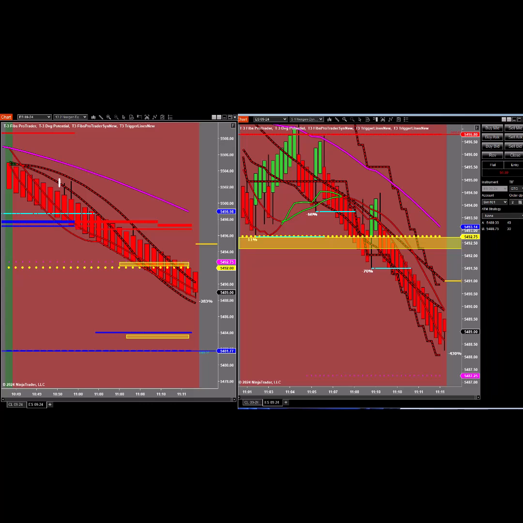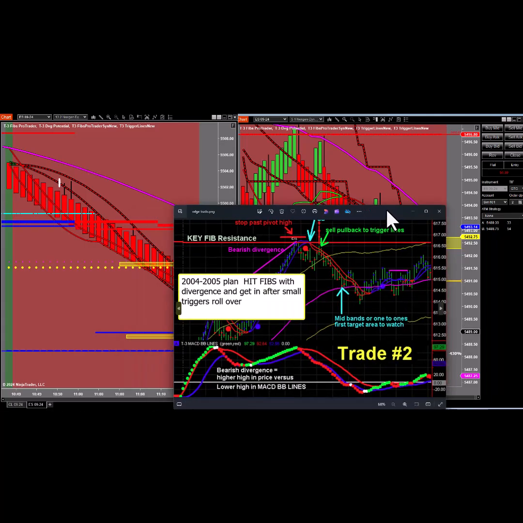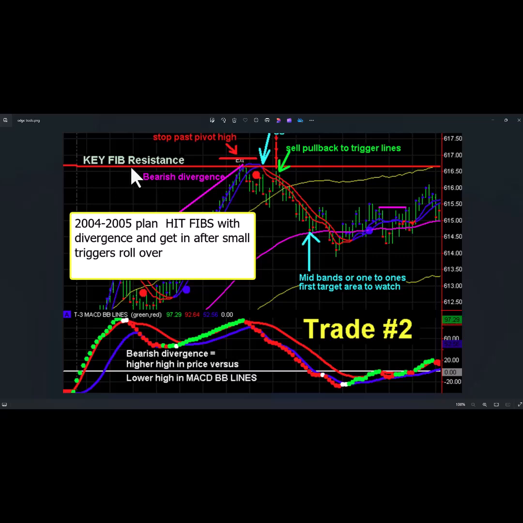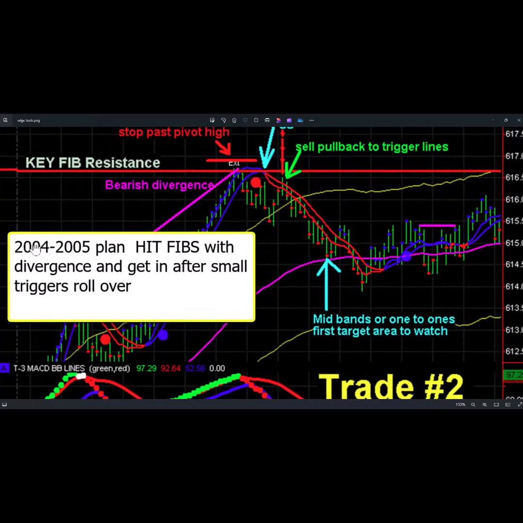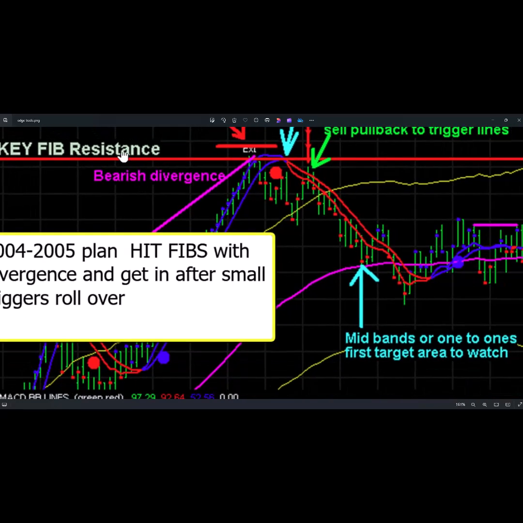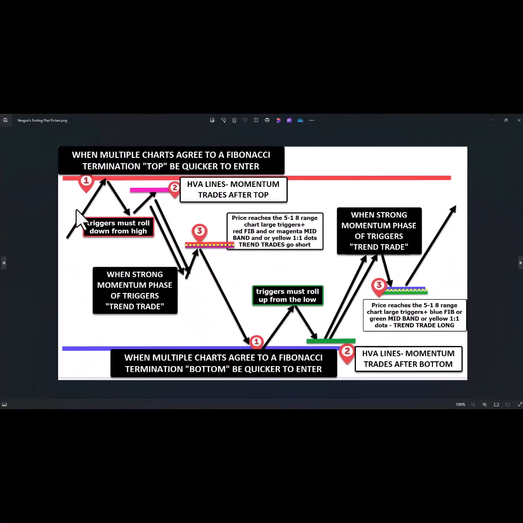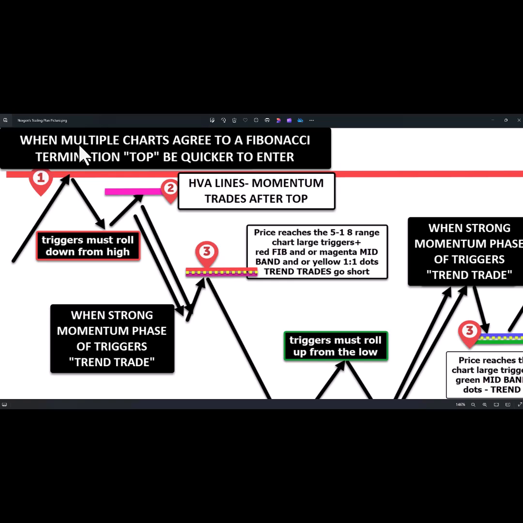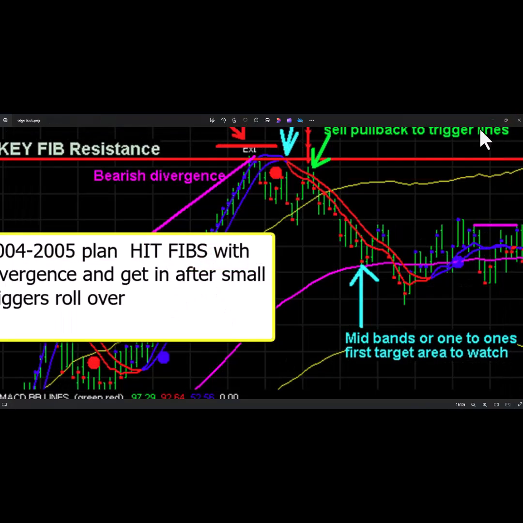But let me go back to 2004. The first money that you're going to make, and again, this was our rule from our trading plan in 2004, so don't laugh. But it was very simple. We had bearish divergence at resistance. Once the triggers rolled over and we pulled back to them, go short. Which is the same thing we teach you today, which is wait for multiple charts to agree at a top. And when multiple charts agree to a top, then you can be quicker to enter at a top or bottom.